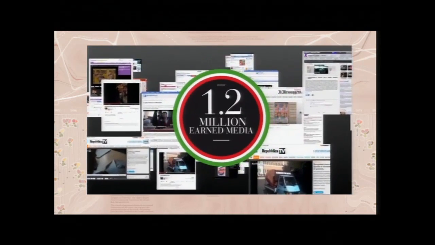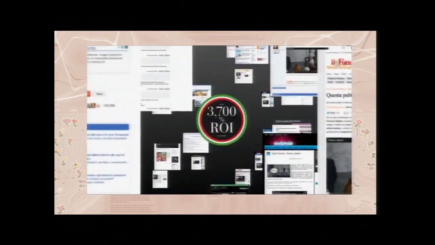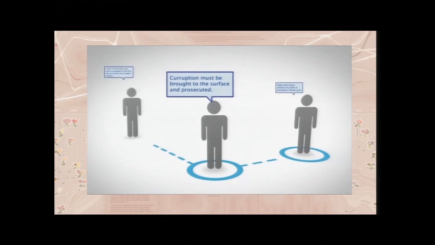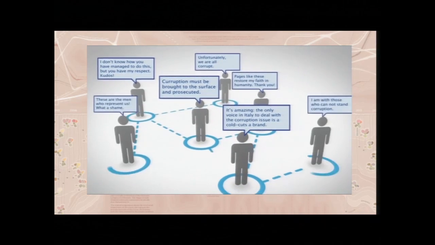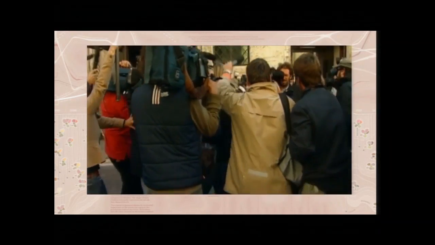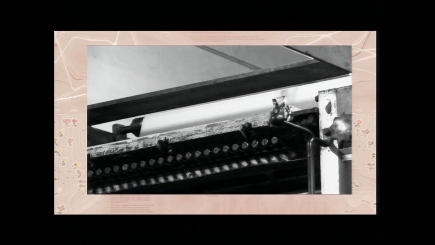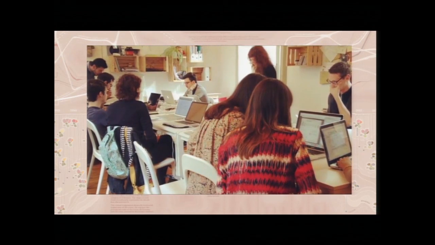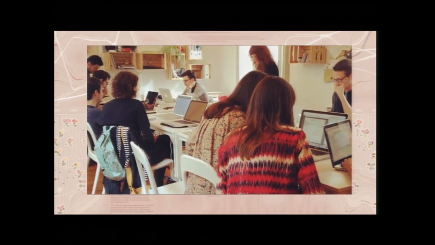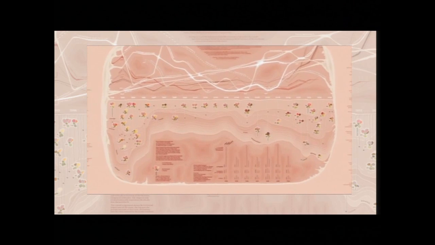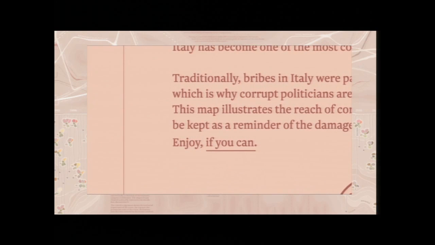With over 1.2 million euros of earned media, meaning a 3,700% return on investment, the campaign has become one of the most talked about in Italy. At this point, Fiorucci decided to pay back all the attention that journalists gave the campaign with a unique tool they could use in their work. It took 2 months for a team of sociologists, data analysts and designers to come up with the first scientific map of the history of corruption in Italy. Enjoy it, if you can.